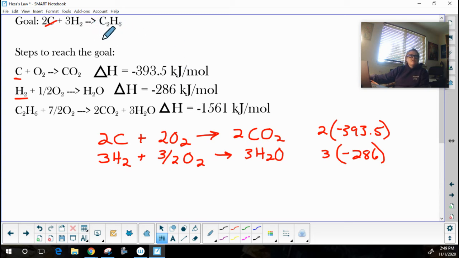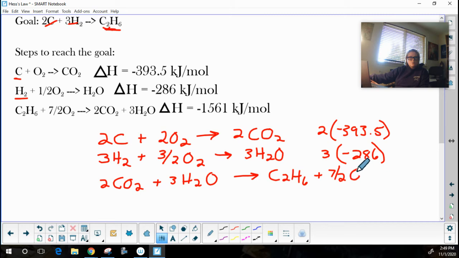And then the last thing here is I've got to shop around for some ethane. And the ethane here comes from this equation, but notice that the ethane is on the left in my step, not on the right like in my goal equation. So what I'm going to do is flip everything. I'm going to say 2 CO2s plus 3 H2Os will make C2H6 plus 7 halves O2. And since I flipped it, that's going to turn into a positive 1,561 kilojoules.